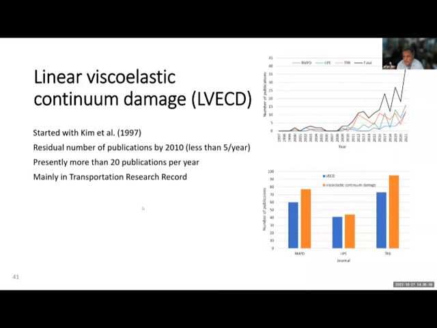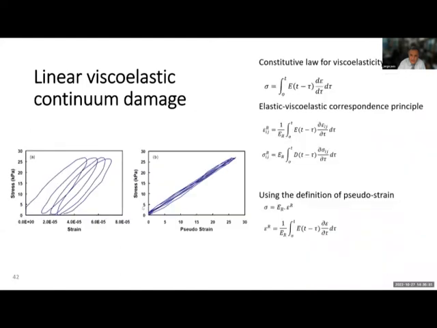And last year, the total number of publications in these journals, Road Materials and Pavement Design, the International Journal of Pavement Engineering, and Transportation Research Record, with the words continuum damage or viscoelastic continuum damage reached 40. That is an interesting number. Probably this analysis will be the future for the fatigue analysis of road materials.